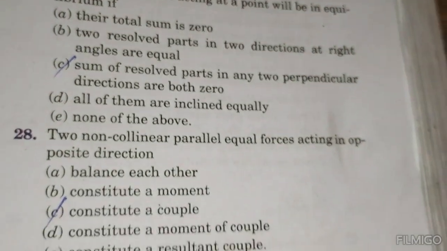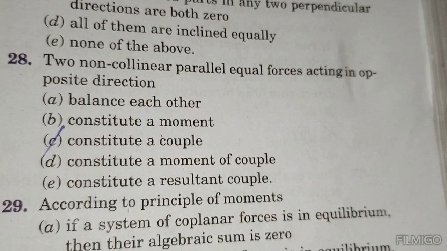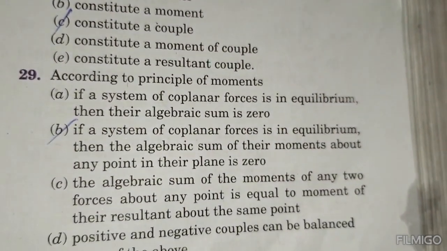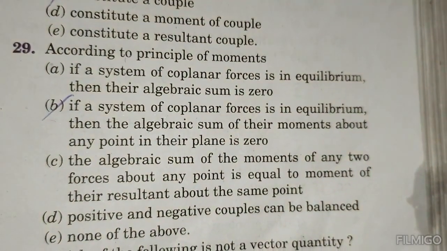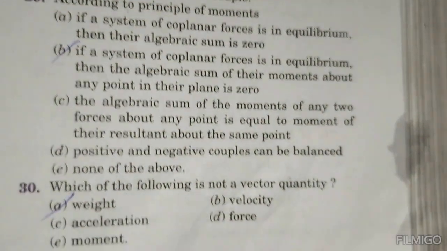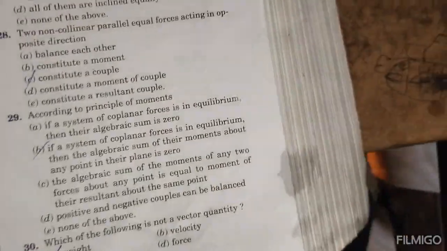directions are both 0. Two non-collinear parallel equal forces acting in opposite directions constitute a couple. According to the principle of moments, if a system of coplanar forces is in equilibrium, then the algebraic sum of the moments about any point in the plane is 0. Which of the following is not a vector quantity? The weight.